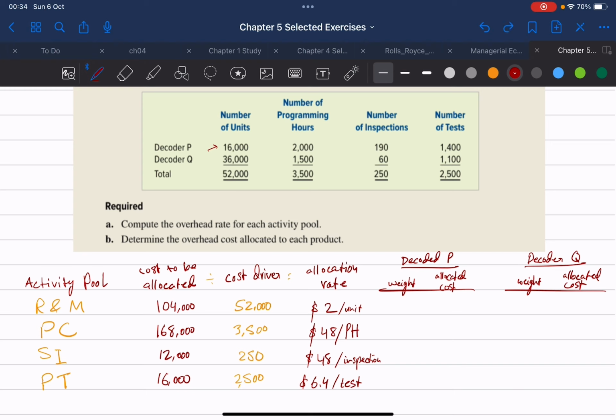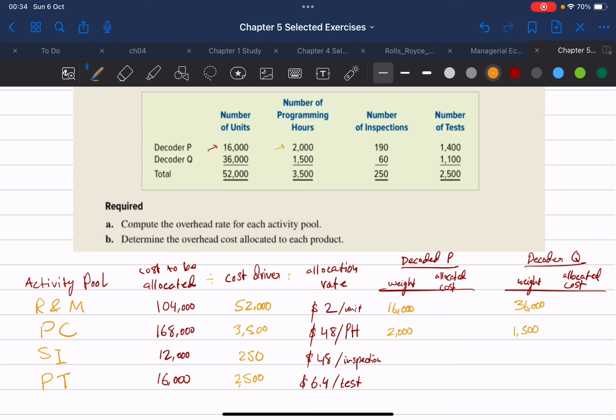Let me change colors. 16,000. Okay. And for decoder Q, it was 36,000. So I'll just copy these. Right. For PC, we used number of programming hours. How many programming hours were carried out for decoder P? It was 2,000. So I'll write 2,000. And for decoder Q, it was 1,500. So I'll write it right here.